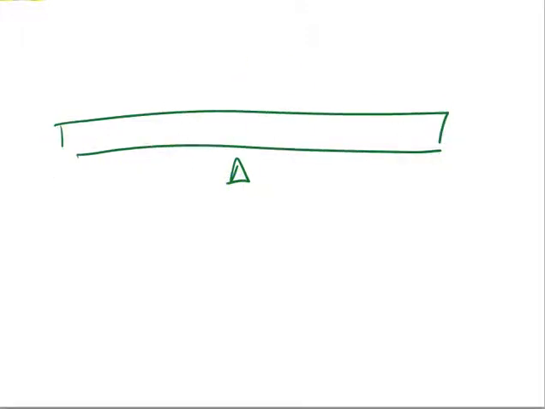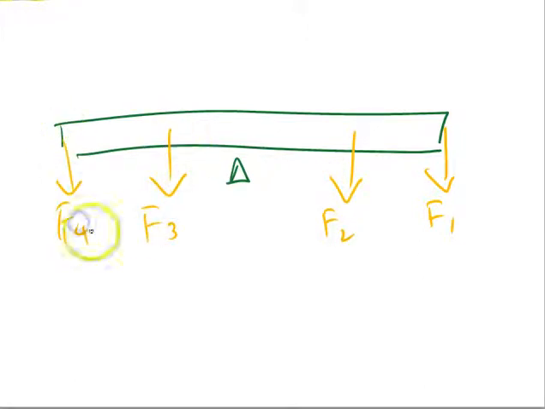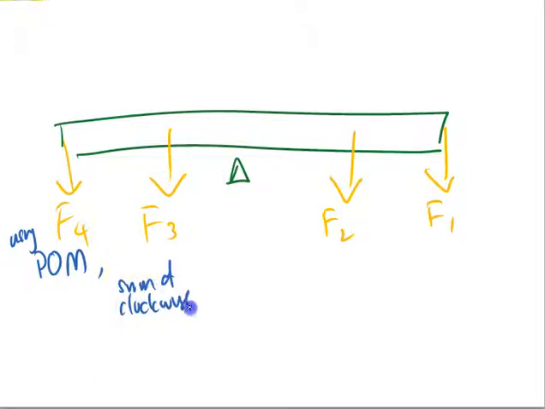Now, if I have a beam that looks like this, and I have various forces, maybe I have F1 exerting here, F2 exerting here, F3 here, F4. If I say the object doesn't move, it means that it obeys the principle of moments. So I will say, using POM, the sum of clockwise moments must be equal to the sum of anti-clockwise moments.